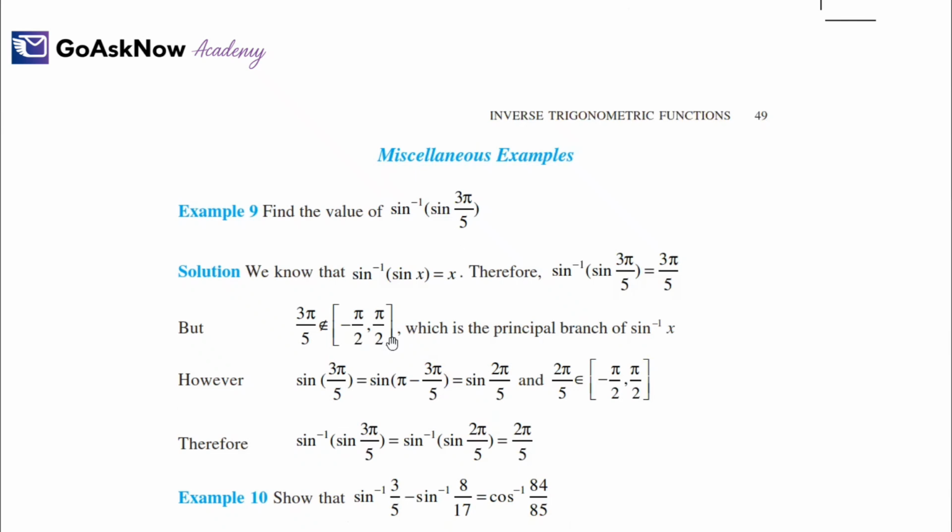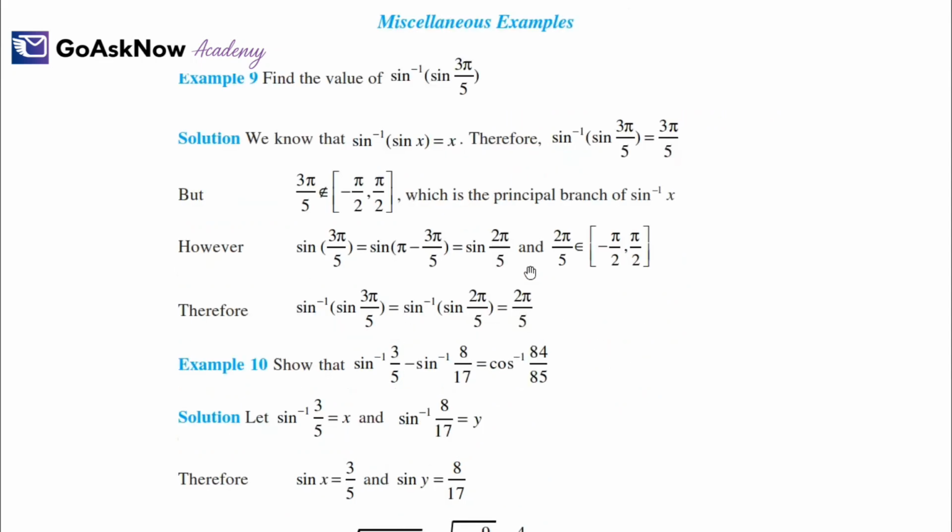Okay. So find the value of sine inverse sine 3 pi by 5. So we know that sine inverse of sine x is always equal to what? x. Therefore, sine inverse sine 3 pi by 5 is equal to 3 pi by 5. But what is the mistake here? 3 pi by 5 is not in the interval of minus pi by 2 to pi by 2. That is the principal range of sine inverse. So we have to convert it into this range value. That will be the principal branch of sine inverse x.